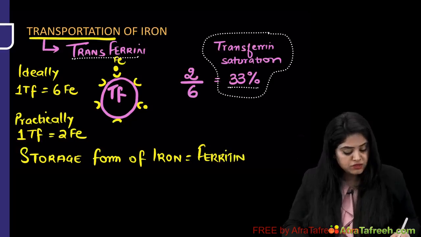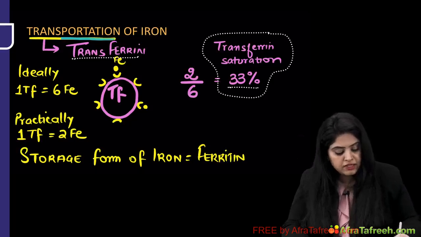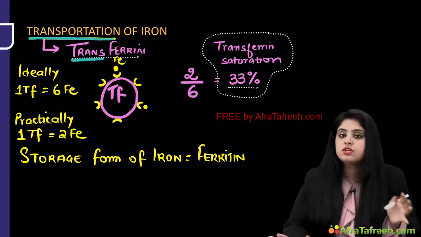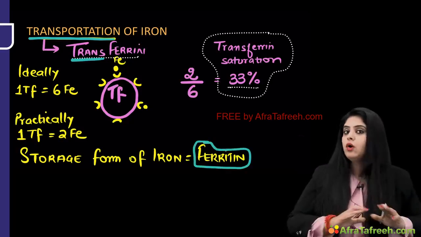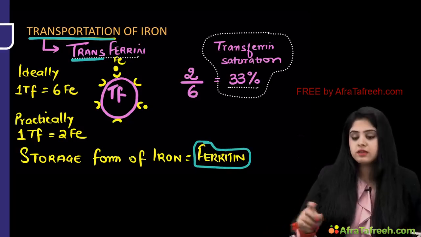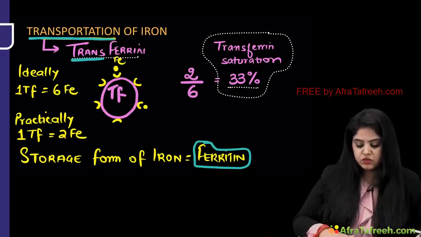If they ask you what is the transportation form of iron, that is transferrin. How is iron stored in the body? Iron is stored in the form of ferritin. All your basics of iron are done. Quick revision, 5-6 questions. Let's finish it off.